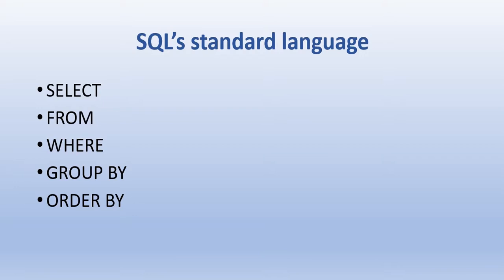SQL's a standard language, and if you can remember these 5 words or phrases, you're halfway there. Select, from, where, group by, and order by. Almost all your queries will have those words, or at least part of those words in them. So if you can get them down in that order, you'll do pretty well in this class. Select, from, where, group by, and order by. And today we're going to go over the select, from, and where.